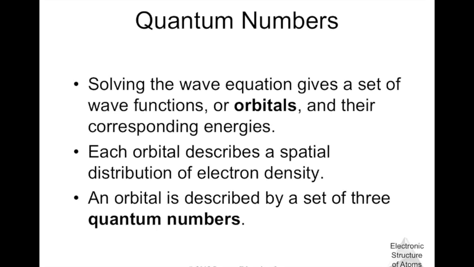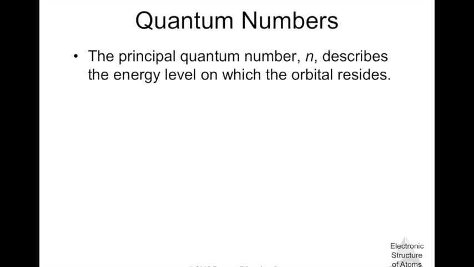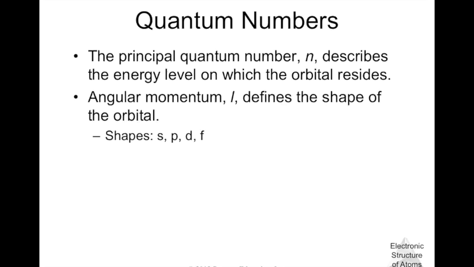And so using his mathematical equations, we came up with this set of orbitals and their corresponding energy. Each of these orbitals describes a spatial distribution of electron density, so basically where you can find an electron. And all these orbitals are described by a set of quantum numbers. The principal quantum number is the one we worry about the most, and describes the energy level on which the orbital resides. There's also angular momentum, which defines the shape of the orbital. So a couple different shapes, or the shapes that we'll see: S, P, D, and F. They'll become familiar to you.